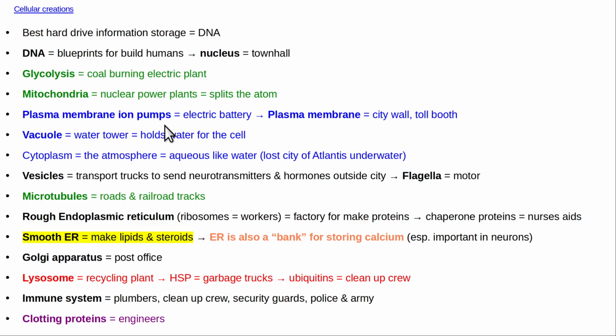Okay, for example, the sodium electrochemical gradient produced by the plasma membrane sodium-potassium ATP pumps is then used for the NCX exchanger, the Na for sodium, Ca for calcium, to pump calcium out of the cell, which is very important, especially in brain cells, neurons, and in muscle cells.